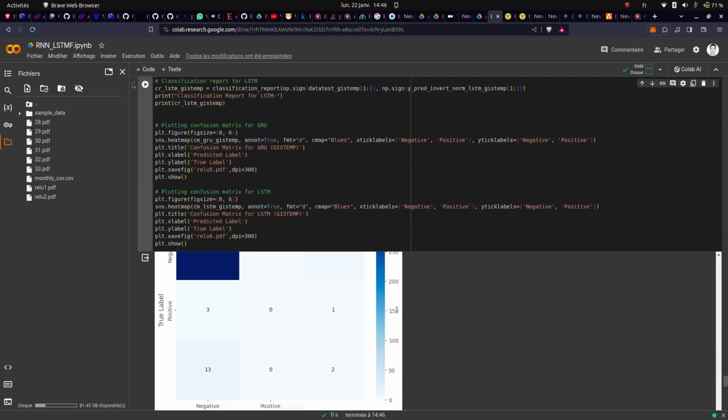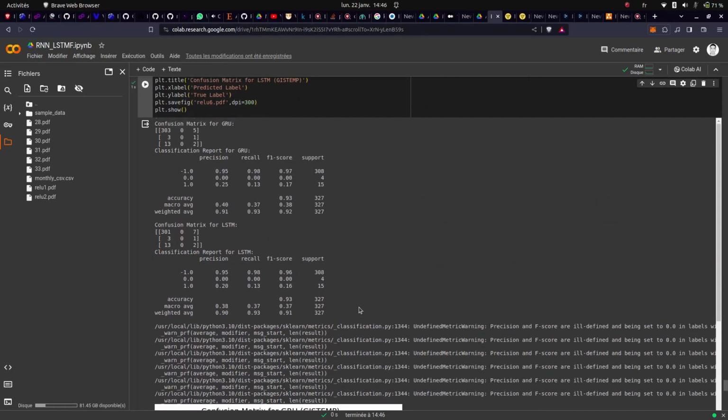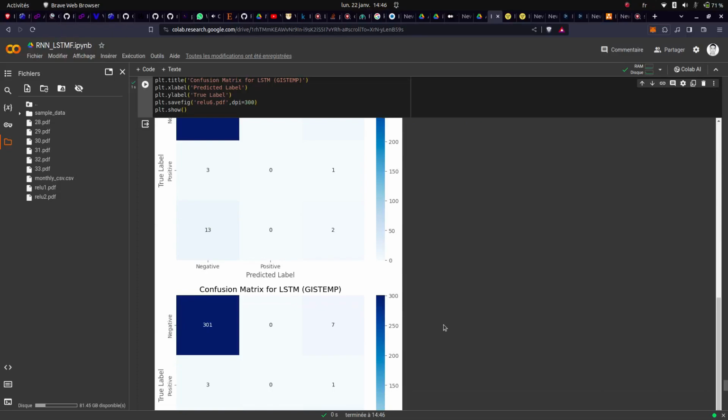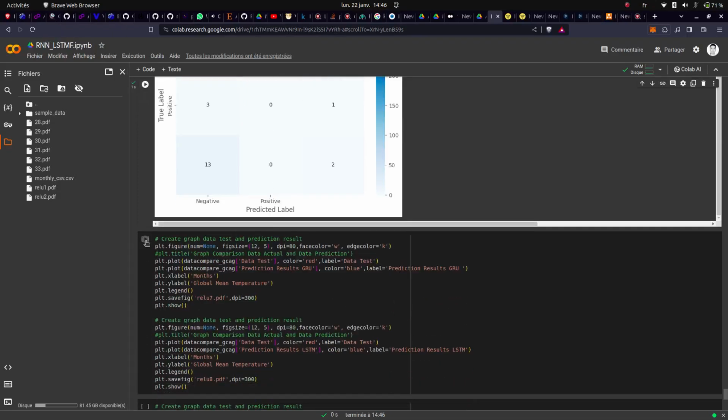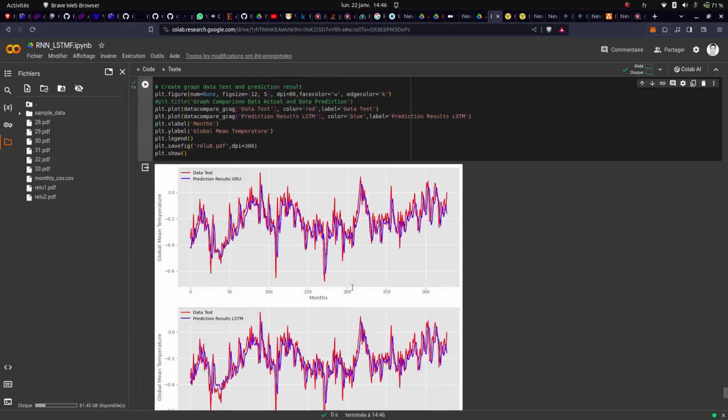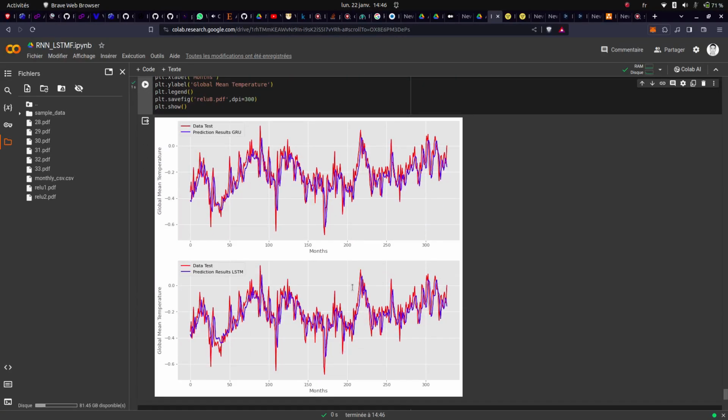Moving on to Step 5: Forecasting with GRU. We leverage the power of the GRU model to predict future temperature trends. Let's visualize the forecasted results. Comparing our predictions with actual values helps us gauge the accuracy of our model.